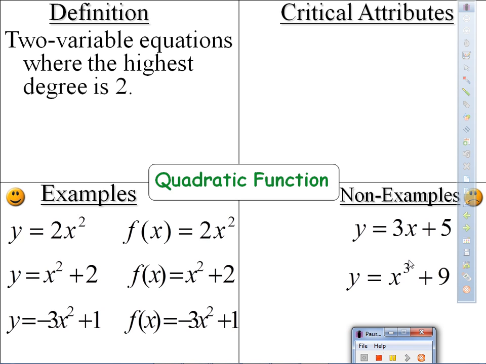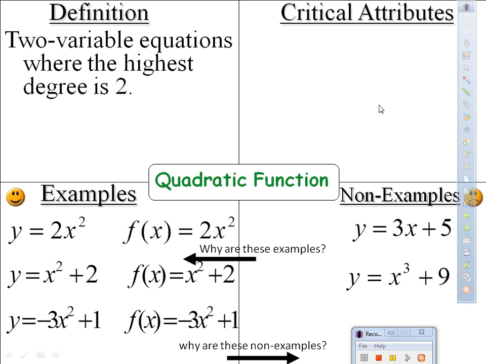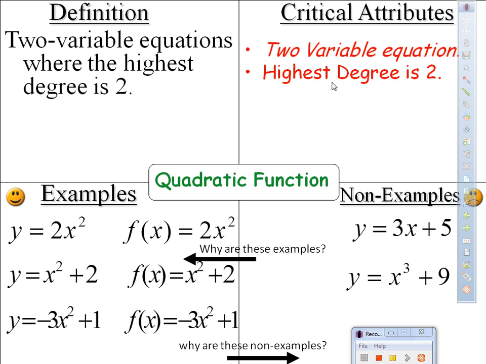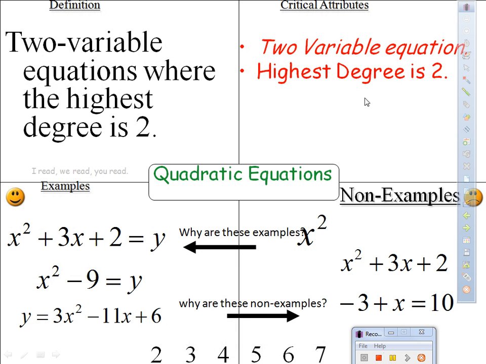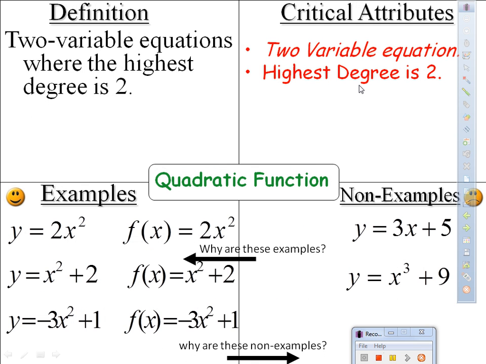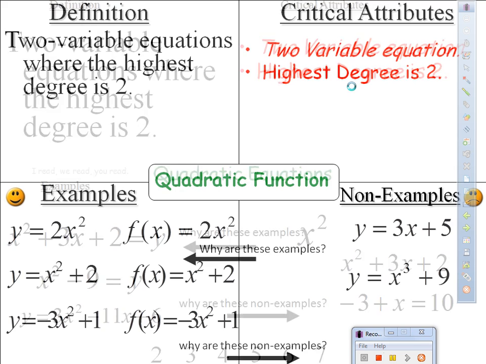Yes, the highest degree must be 2. This one, the highest degree is 1, and this one is 3. So basically, what we've been looking at is two-variable equations where the highest degree is 2. Isn't that all familiar? When we covered quadratic equations, isn't it about the same thing? Look at that. Same thing, same thing.